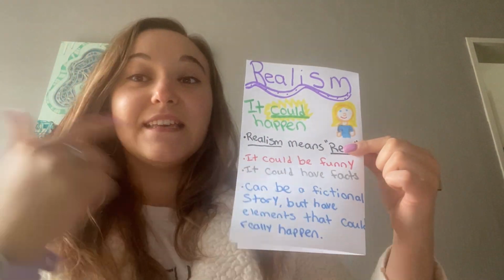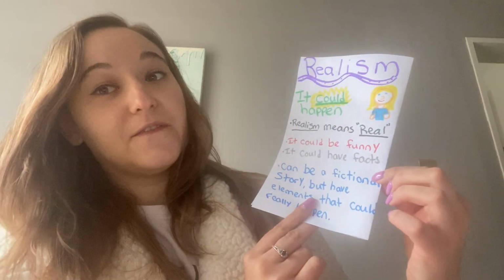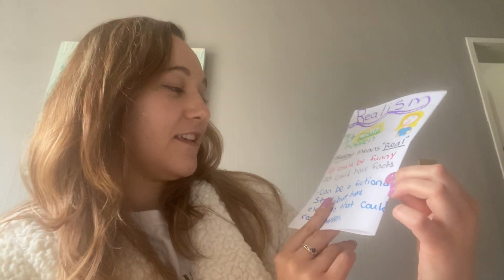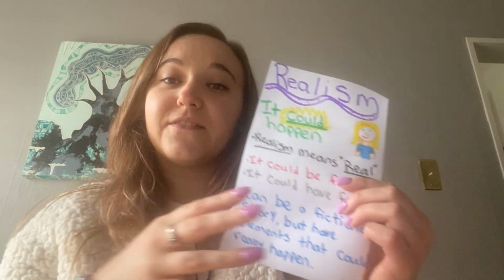It could be funny. It could have some facts. So it could tell you facts about an elephant, like elephants are gray. It could be funny, like saying an elephant just squirted a friend with water from his trunk. It could be a fictional story, but have elements that could really happen. So it could be kind of not true, but it has parts of the story that actually could happen in your real life. So that's what that means.